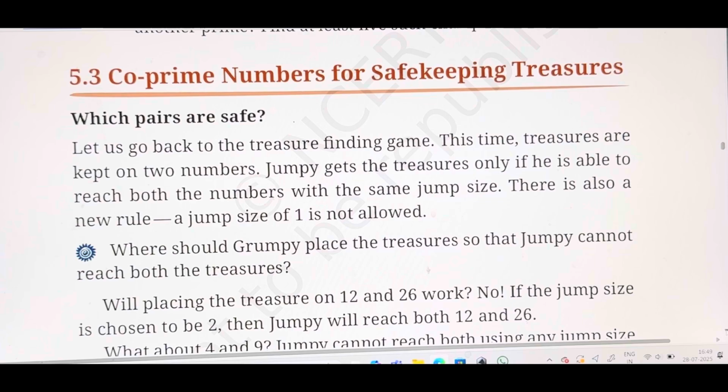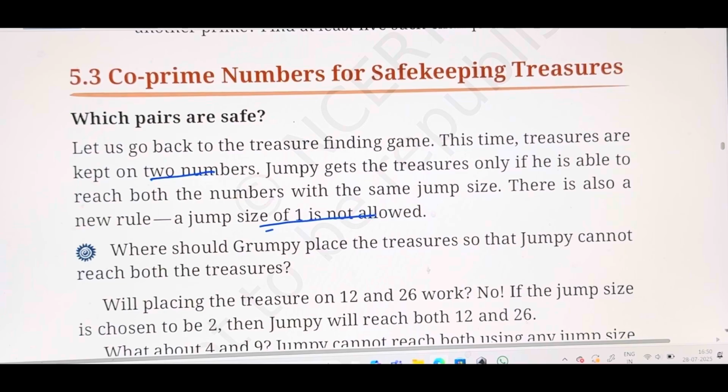Now this time the treasures are kept on two numbers. Jumpy gets the treasure only if he's able to reach both the numbers with the same jump. And there is a condition that jump 1 is not allowed, because if jump 1 is allowed, then he will be able to reach by jumping 1 1, right? Now, where should Grumpy place the treasures so that Jumpy cannot reach both the treasures with the same jump size, right?